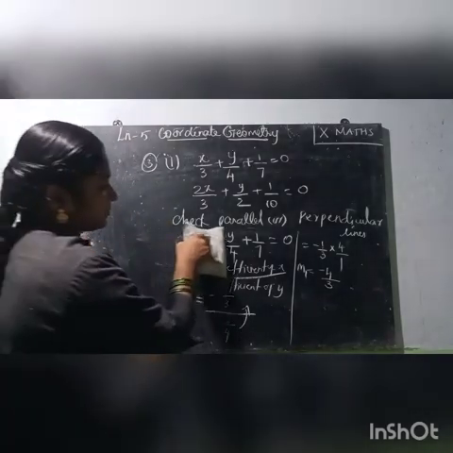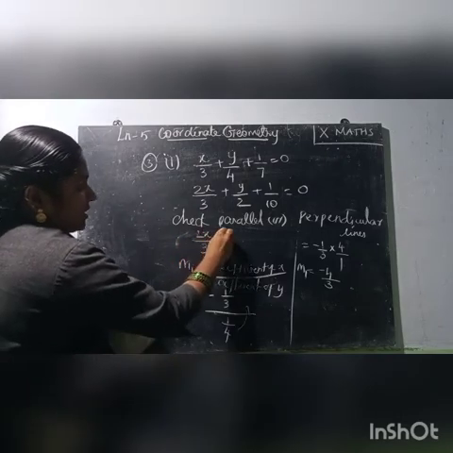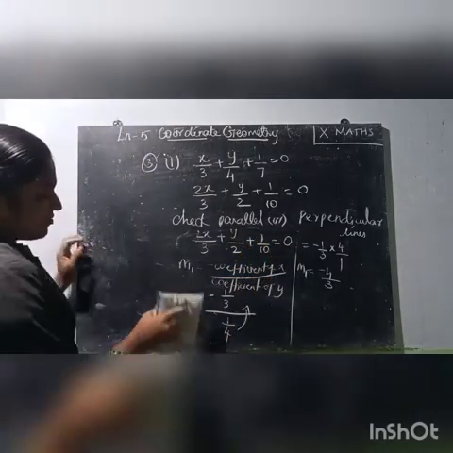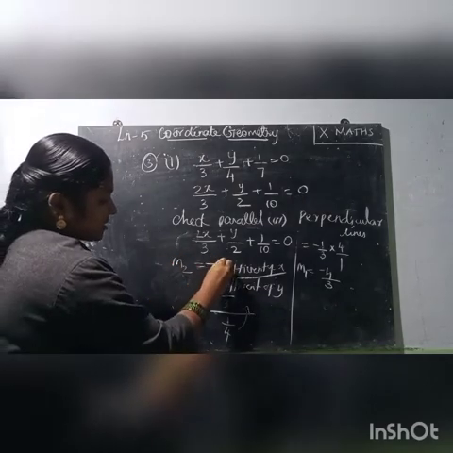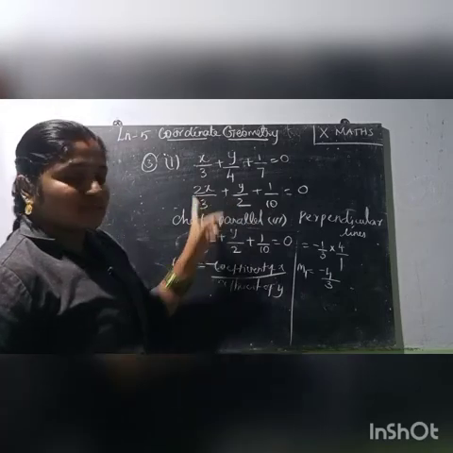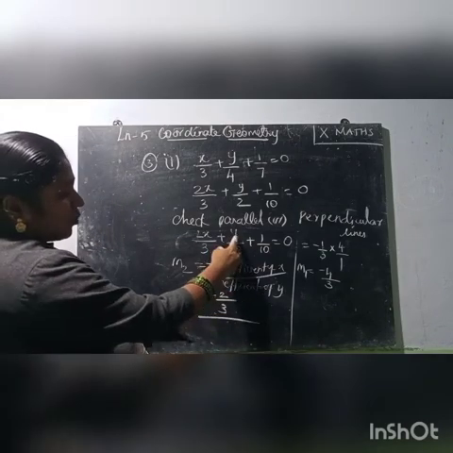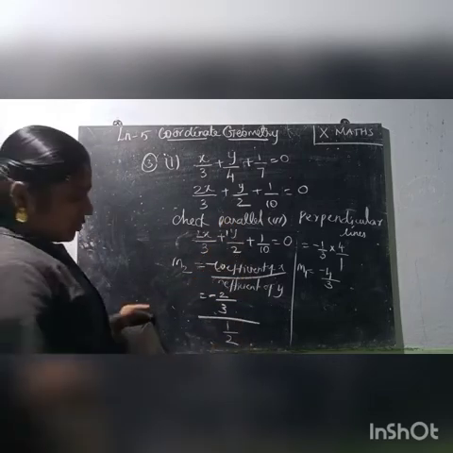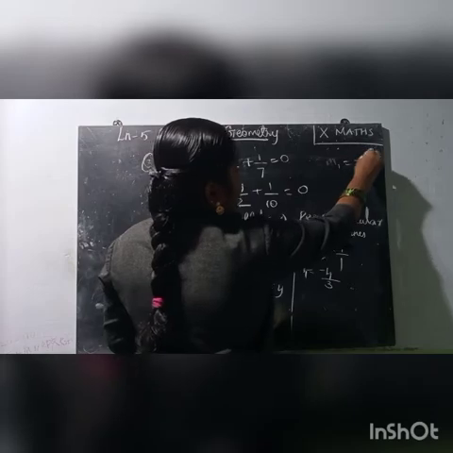Then the second line. The second line is 2x by 3 plus y by 2 plus 1 by 10 equal to 0. The same formula, but here we have to find m2. So now m2 equal to minus coefficient of x by coefficient of y. Now the x coefficient is 2 by 3. So use 2 by 3 in this formula, minus 2 by 3 divided by the y coefficient, there is 1y, so 1 by 2. Then take reciprocal.